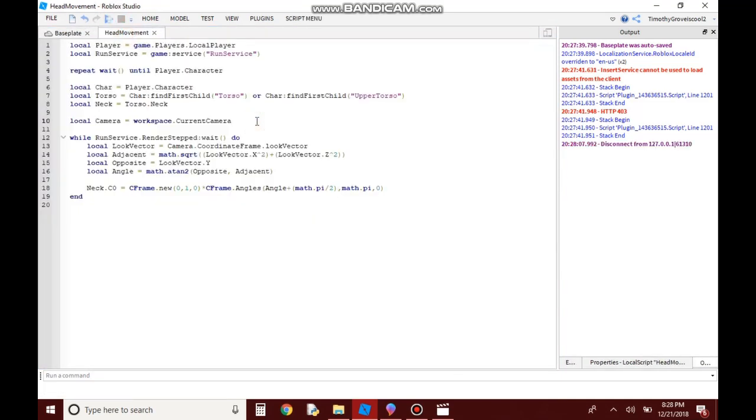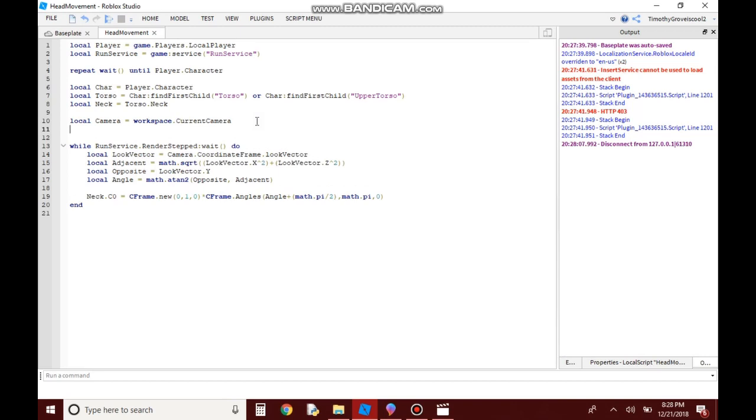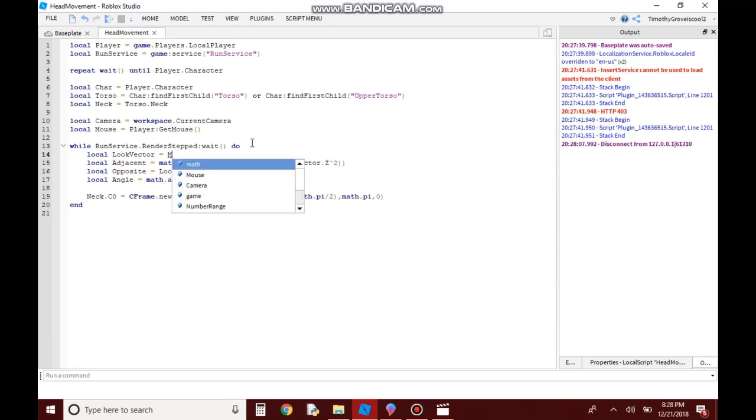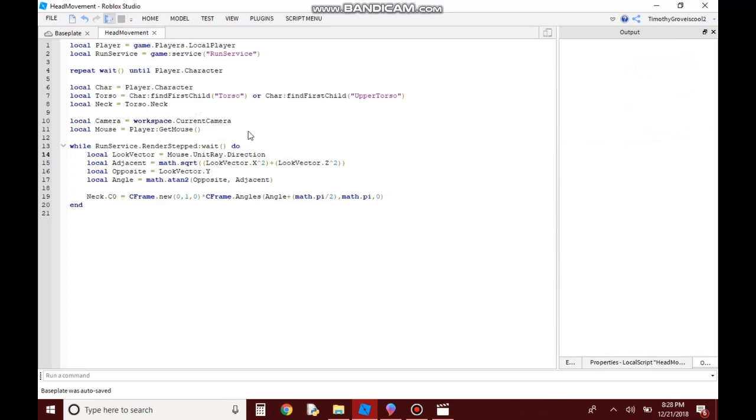Alright, now if you want to do this with your mouse, it's the same way, just you aren't using camera, so you can get local mouse equals player:GetMouse(). So GetMouse will get the player's mouse, and now instead of making look vector the camera's look vector, we can make look vector the position that the mouse is looking at. So mouse.UnitRay.Direction. This is the unit ray of the mouse, and then it'll give you the direction, which is basically a unit vector. So it'll be the same.